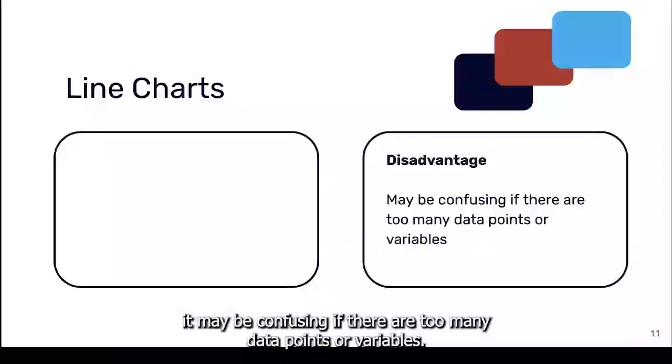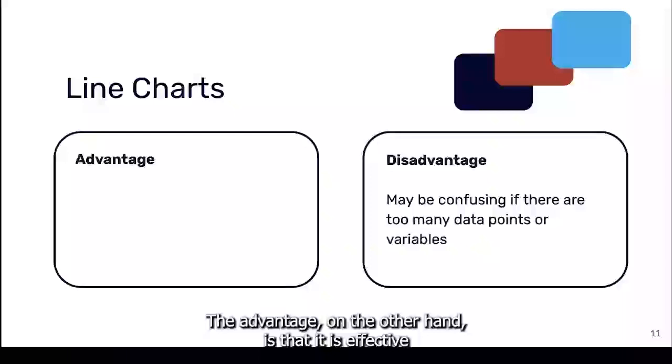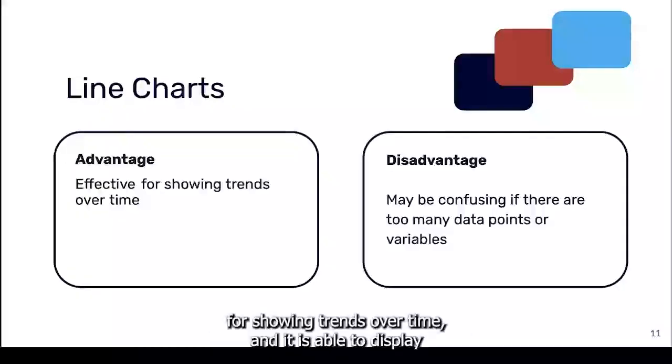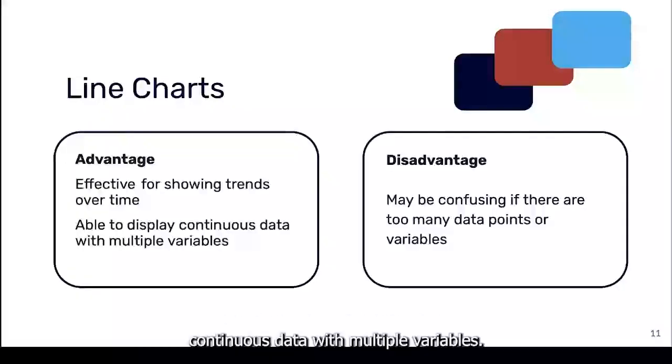For line charts, the disadvantage is that it may be confusing if there are too many data points or variables. The advantage, on the other hand, is that it is effective for showing trends over time, and it is able to display continuous data with multiple variables.